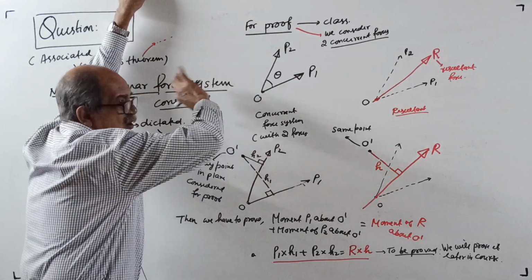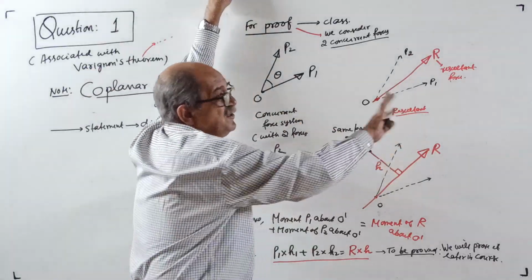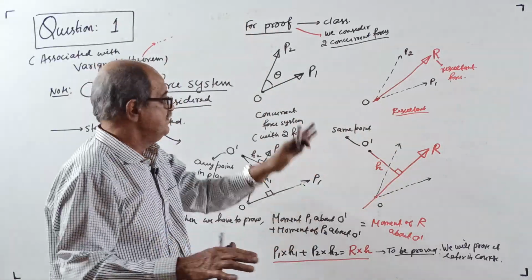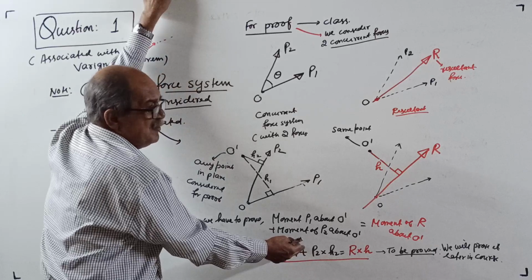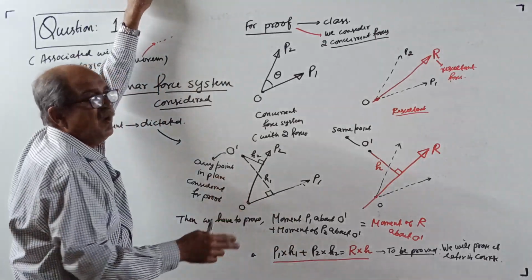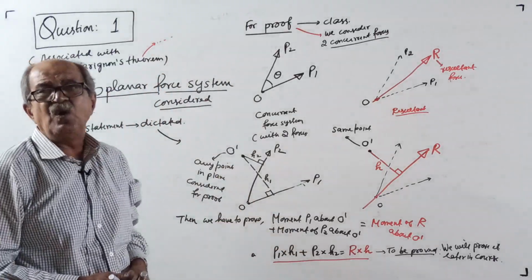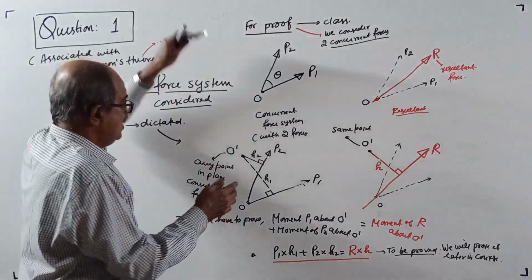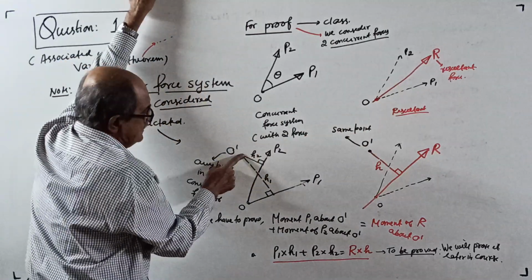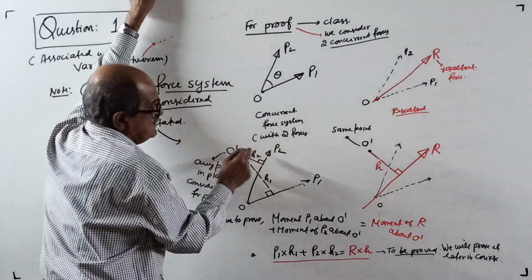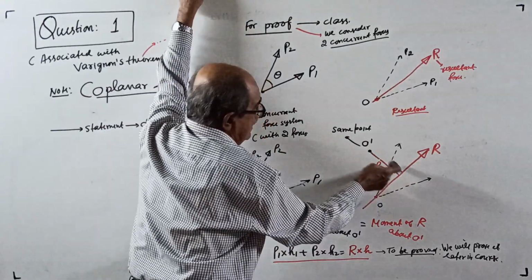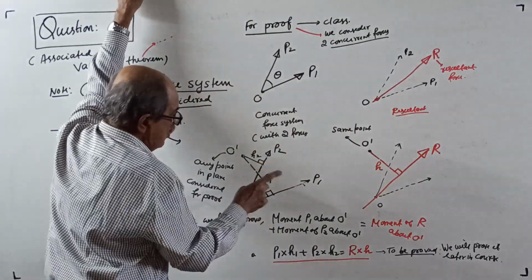See, both are anticlockwise, here also anticlockwise, so a sign is not required here. If the point comes here, both will become clockwise. When everything is anticlockwise, it is a summation. So the moment of P1 about O dash plus the moment of P2 about O dash equals the moment of the resultant R about O dash. Now, how to get it?